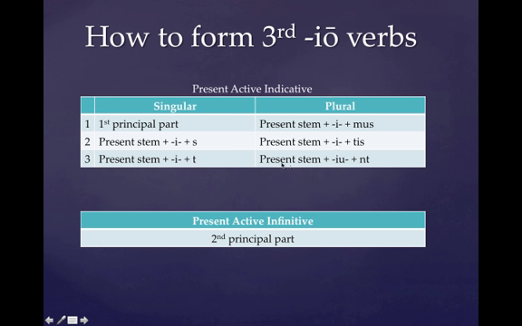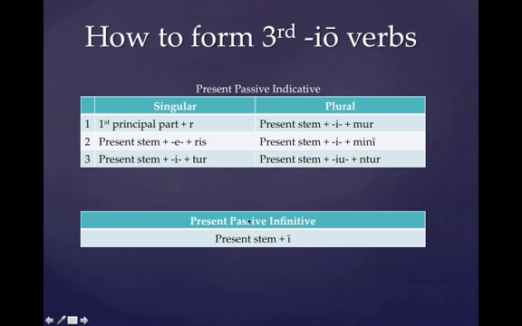And the third person plural is going to be the present stem plus IU, just like for fourth conjugation verbs, right? There's going to be an IU. And that's one of the ways in which the third IO retains its I, right? It's not just unt, it's got to be eunt, okay? The present active infinitive, as always, is the second principal part.